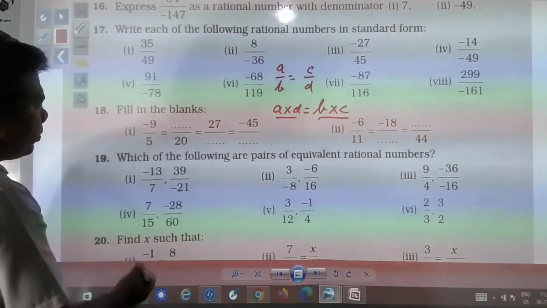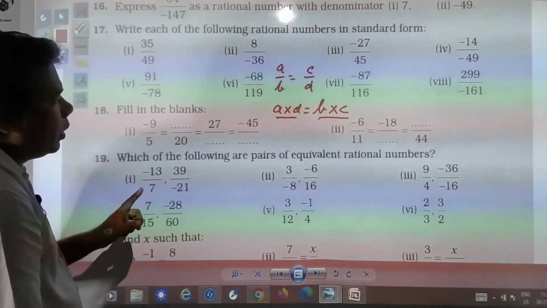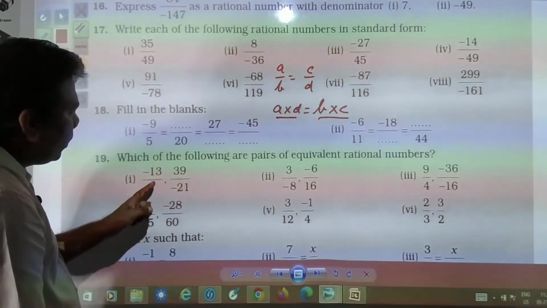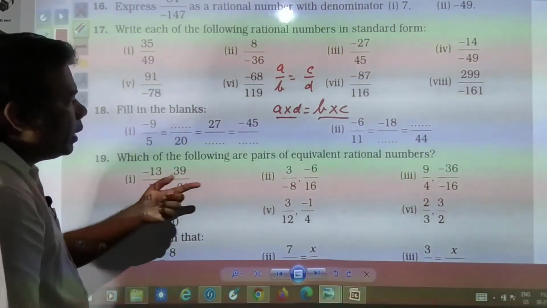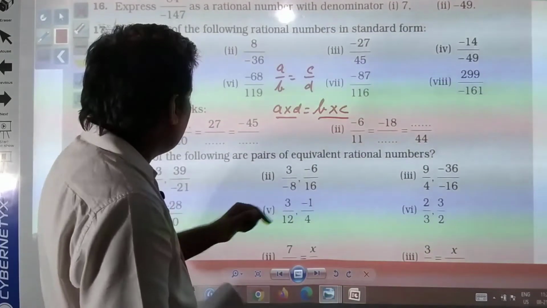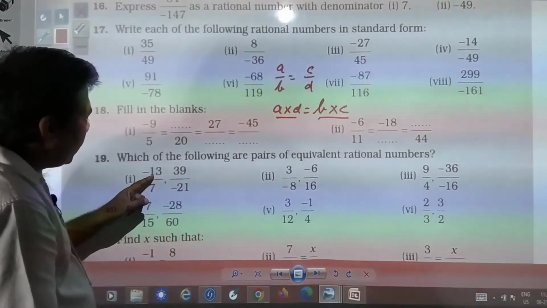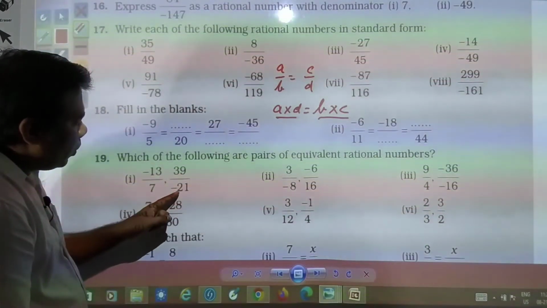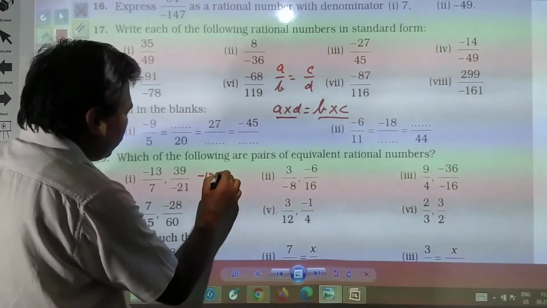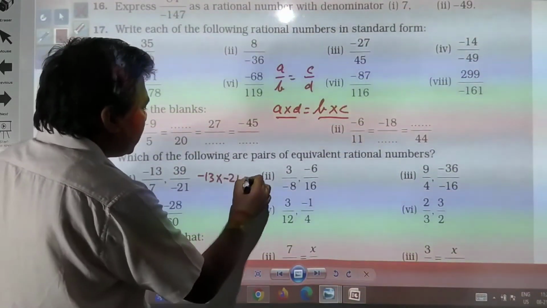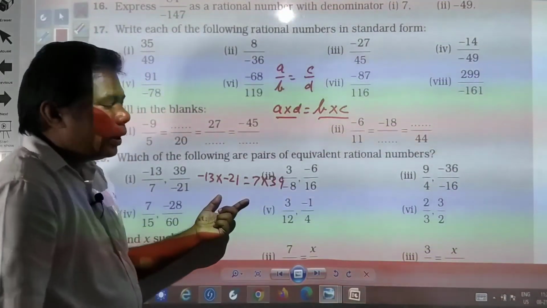So here you see minus 13 by 7 and 39 by minus 21 you have. So just you need to multiply, suppose a by b and c by d you have. If it is an equivalent rational number, then a into d will be equal to b into c. It means minus 13 into minus 21 must be equal to 7 into 39. Just you need to check this.